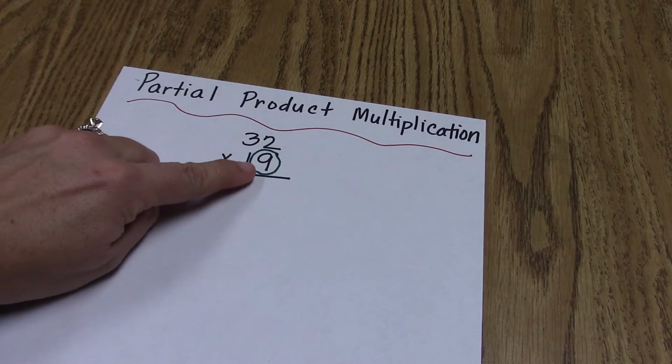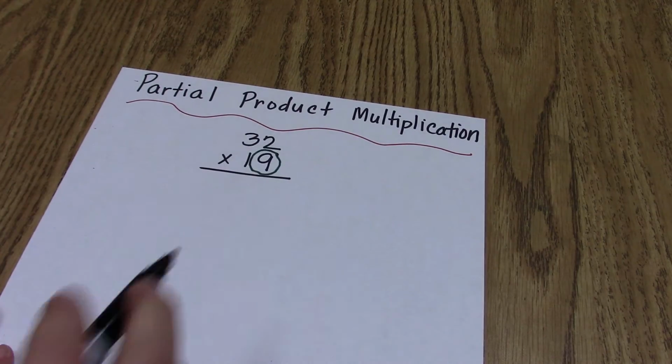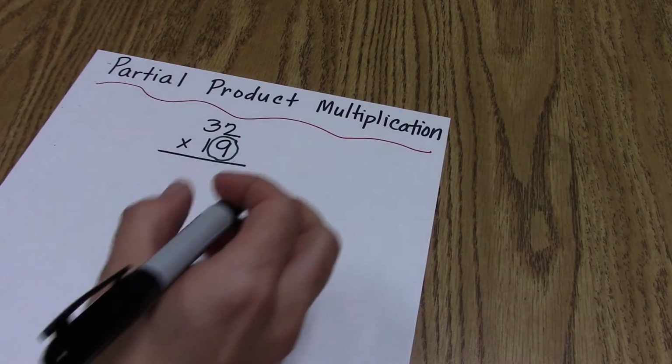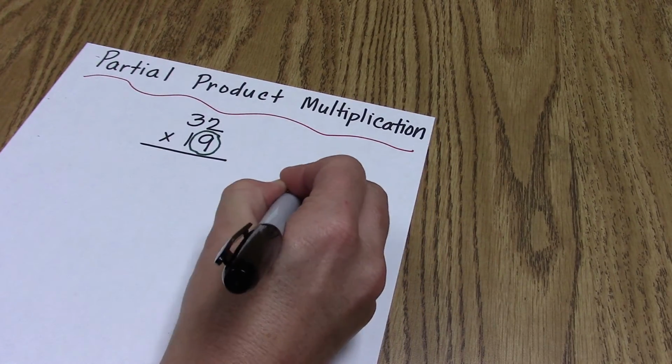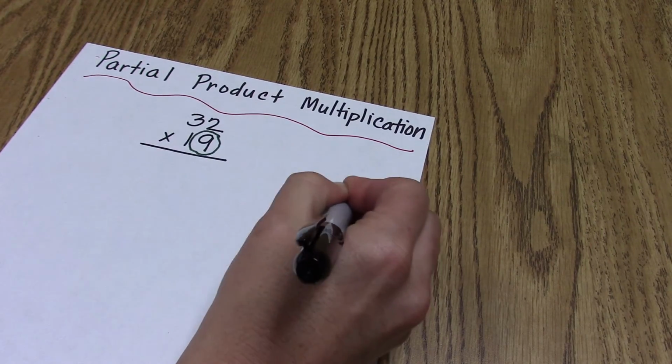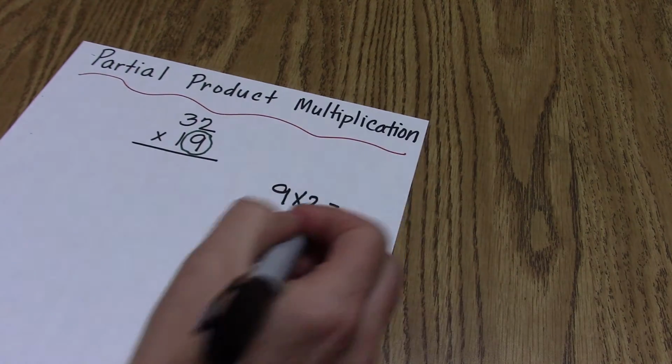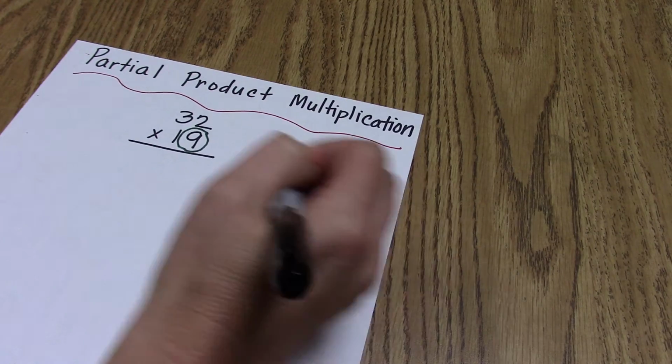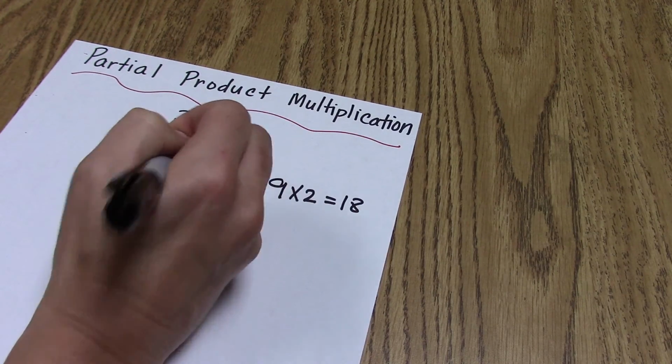We're going to multiply 9 times 2, and I'm going to keep track of that on this side. So 9 times 2, we know, or we hope we know, is 18. So I'm going to go ahead and write 18 here.